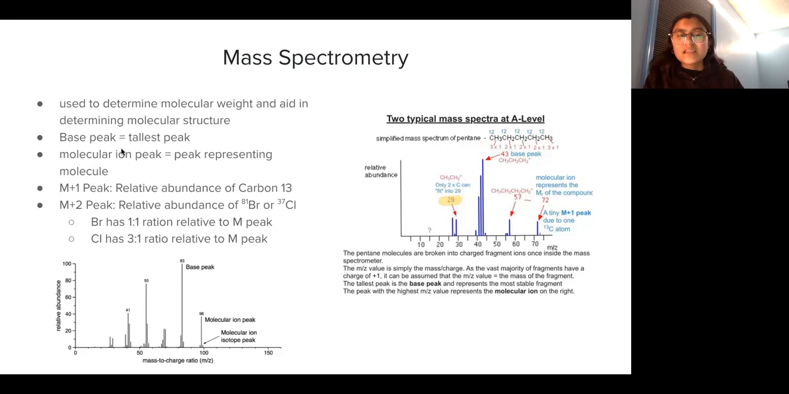And then you have your N+1 and your N+2 peaks. These are related to the relative abundance of carbon-13 or these isotopes of bromine and chlorine, and the ratio relative to the mass peak. I think you should just roughly be familiar with these ratios and what these different types of peaks might mean. But yeah, that's a quick overview on mass spec.